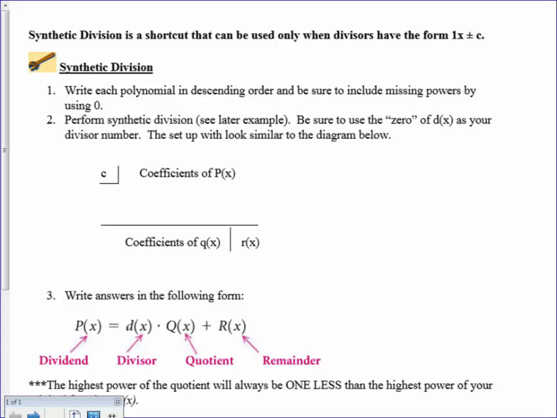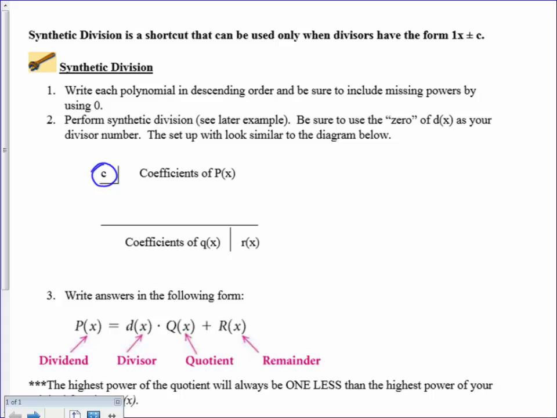The first step to synthetic division is we will write each polynomial in descending order and be sure to include any kind of missing powers by using a 0 and then x to whichever power we're missing. To perform the synthetic division, I want to make sure to use what I'm going to call the 0 of the divisor as my divisor number. That would be the C value that I'm talking about here.